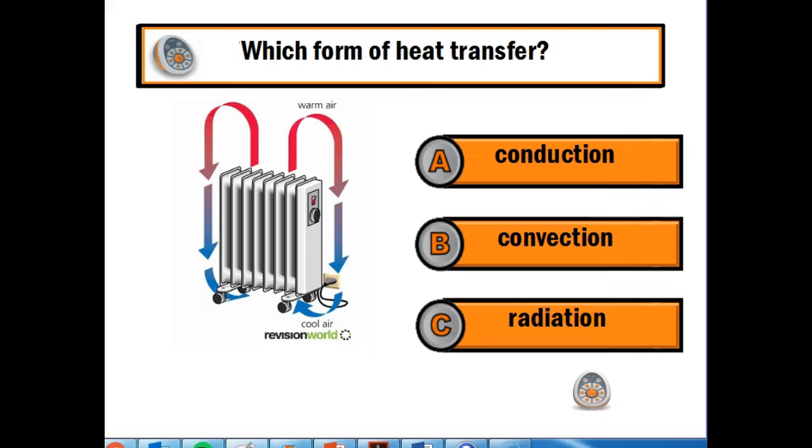Yes, this is convection. When this radiator turns on, the heat from it is going to touch the air particles around it. And the air around it is going to get heated up. It'll be less dense, so it'll rise to the top. And then the cooler air will sink to the bottom. And then it'll get heated up and just continue cycling.